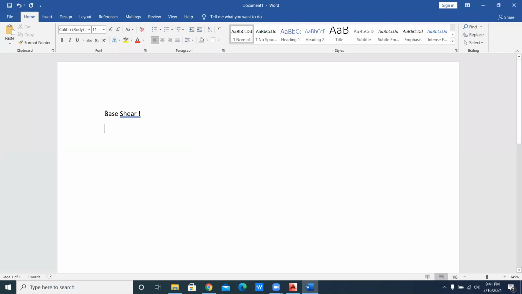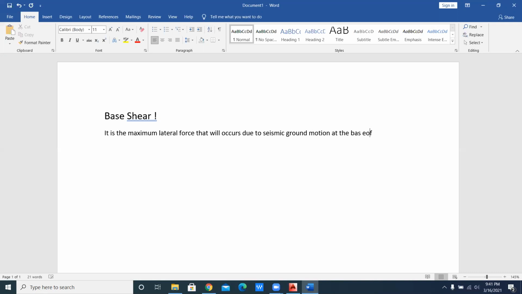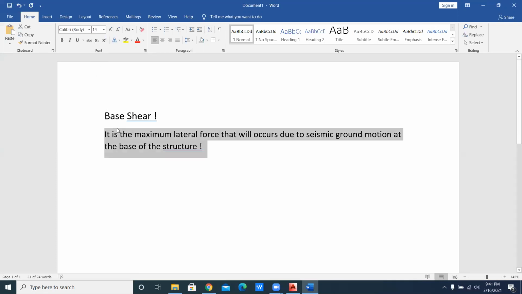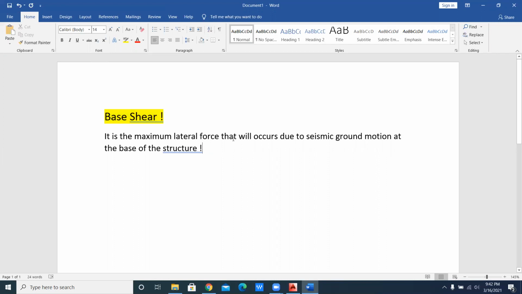Now base shear, here I will increase its size so you can see it easily. It is the maximum lateral force that will occur due to seismic ground motion, okay. It's actually lateral force which will occur due to seismic ground motion at the base of the structure. So keep in mind that it is a maximum lateral force that normally occurs on the base of the structure to resist the lateral force, okay. This is actually the definition for the base shear.